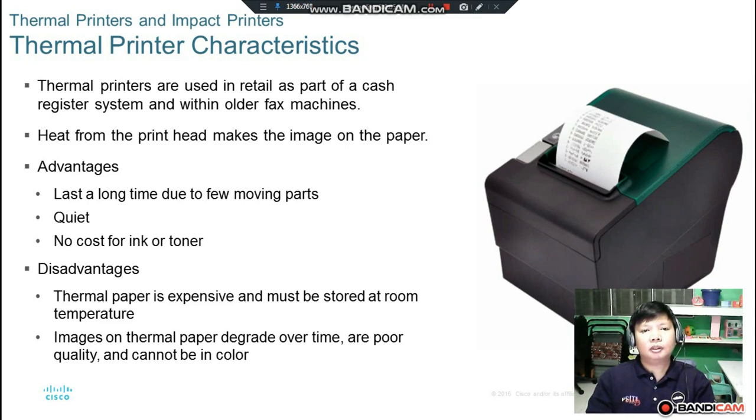Thermal printer characteristics. Thermal printers are used in retail as part of a cash register system and within older fax machines. Heat from the print heads makes the image on the paper. Advantages: last a long time due to few moving parts, quiet, no cost for ink or toner. Disadvantages: thermal paper is expensive and must be stored at room temperature. Images on thermal paper degrade over time, are poor quality, and cannot be in color.